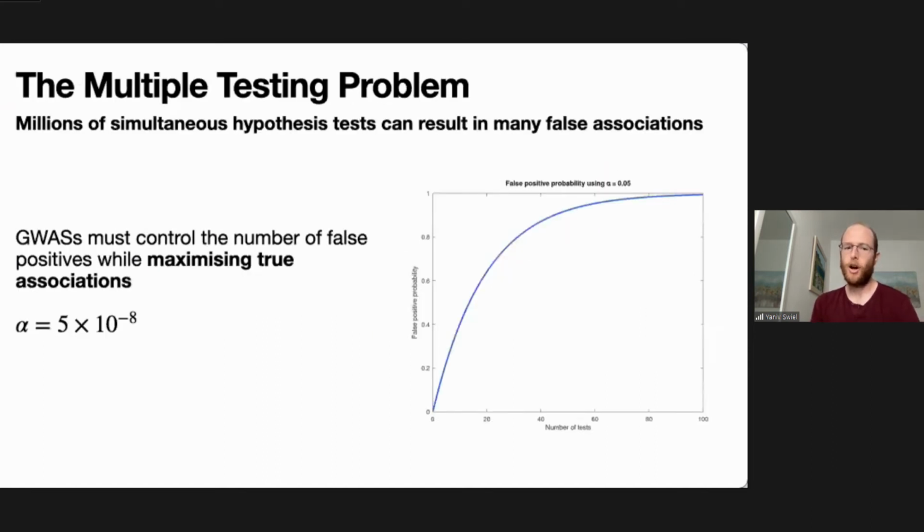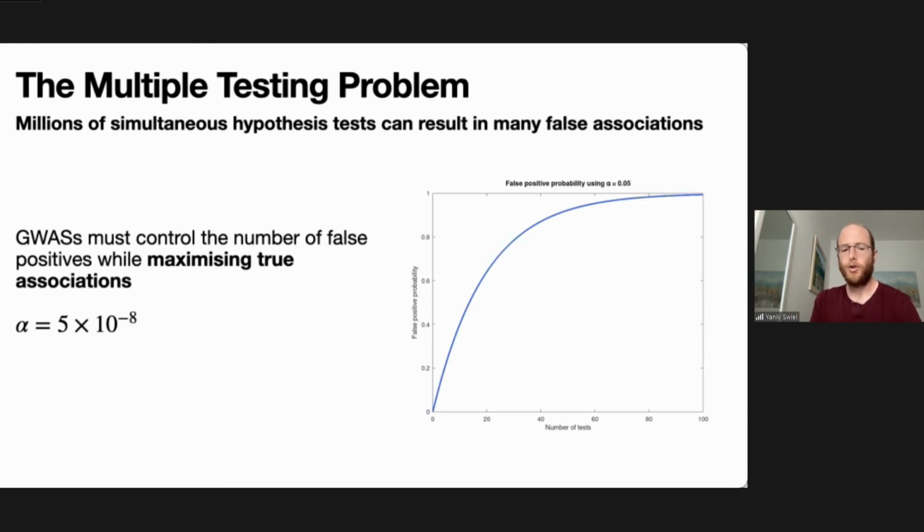Including more SNPs in a GWAS increases the chance of finding associated SNPs, but performing millions of simultaneous hypothesis tests results in many false associations happening by chance. Using an alpha value of 0.05 can result in thousands of false positives. So GWASs use a very small alpha value. Research into common SNPs has seen an alpha value of 5 times 10 to the negative 8 being accepted as standard for GWASs independent of the number of SNPs.